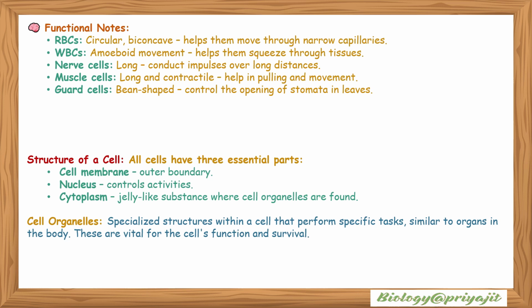Structure of a cell: all cells have three essential parts: the cell membrane, the outer boundary; the nucleus, which controls activities; and the cytoplasm, a jelly-like substance where cell organelles are found. Cell organelles are specialized structures within a cell that perform specific tasks, similar to organs in the body. These are vital for the cell's function and survival.